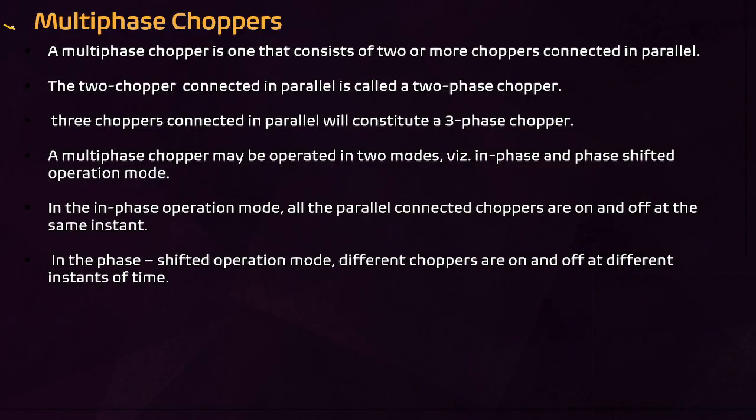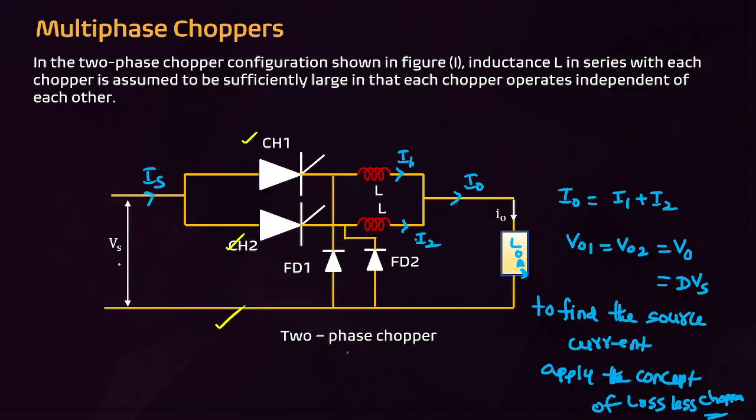Then one more important concept is the multi-phase choppers. At this point, no need to concentrate. In a multi-phase chopper, this is called a two-phase chopper. What do you mean by a multi-phase chopper? If the choppers are connected in parallel to meet high current demands, that is nothing but a multi-phase chopper. If two choppers are connected in parallel, that is called a two-phase chopper. If three choppers are connected in parallel, that is called a three-phase chopper.